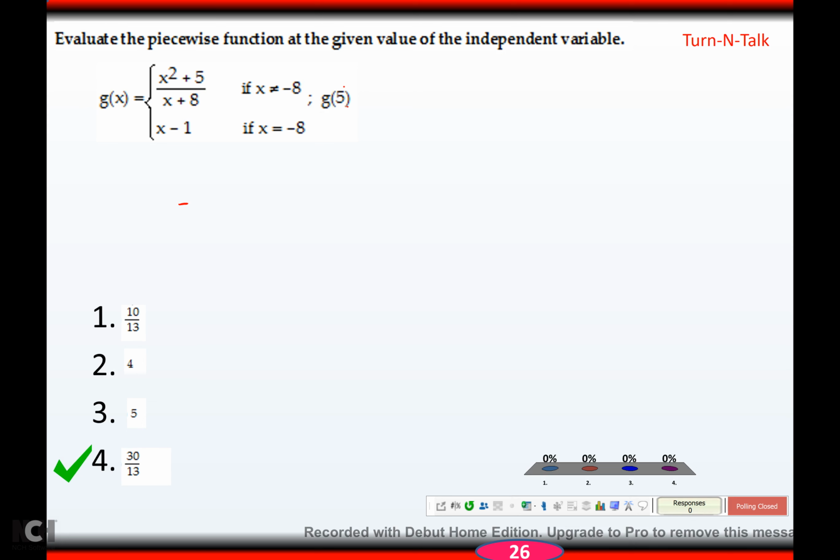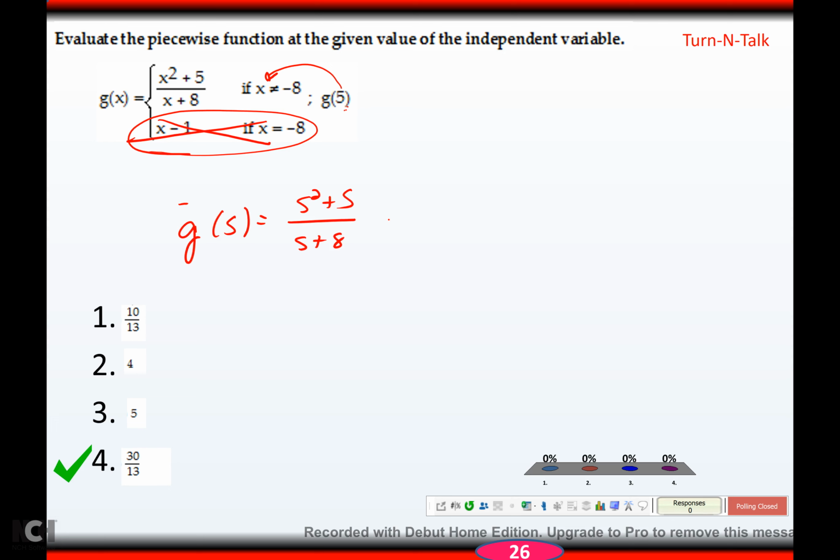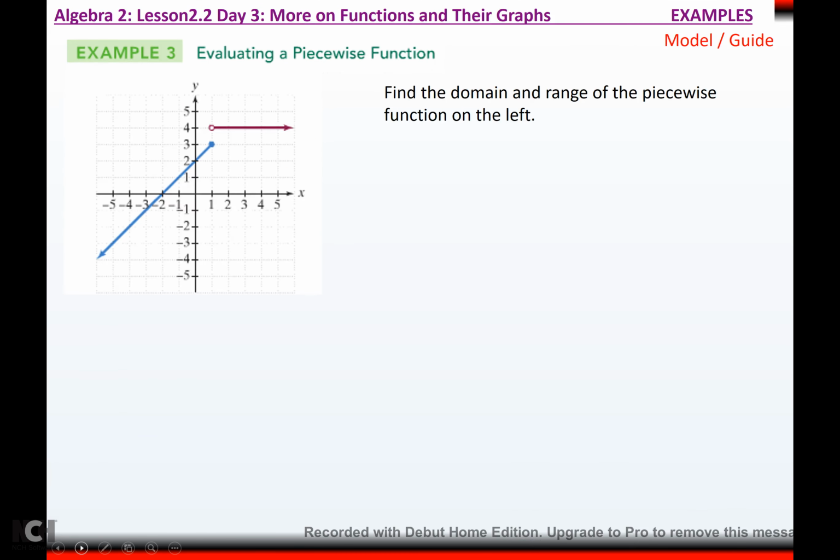Okay, g of 5, which is not negative 8. The only time you'd use the bottom is if they gave you negative 8. They did not, so I use the top one. I'm sorry. So g of 5 would be 5 squared plus 5 over 5 plus 8. That's going to be 25 plus 5 is 30 over 13. There we go. Sorry.